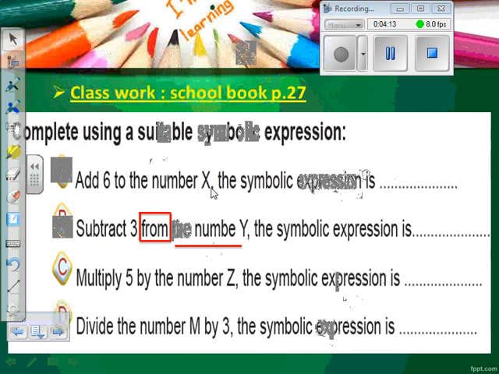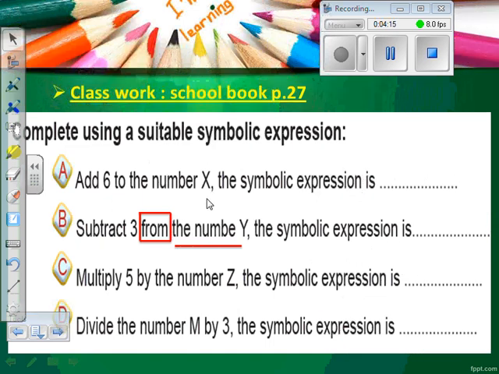Now, let's open our school book on page 27 to solve some exercises. Let's start with the first one. Complete using a suitable symbolic expression. Letter A. Add 6 to the number x. The symbolic expression: add means the addition sign or plus. So the symbolic expression will be x plus 6.